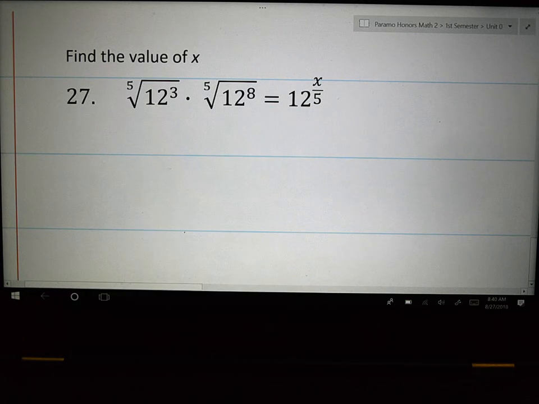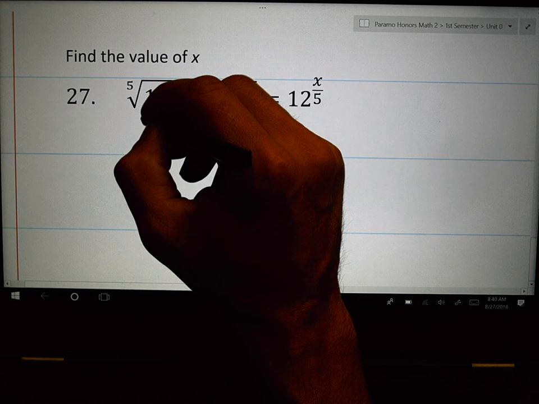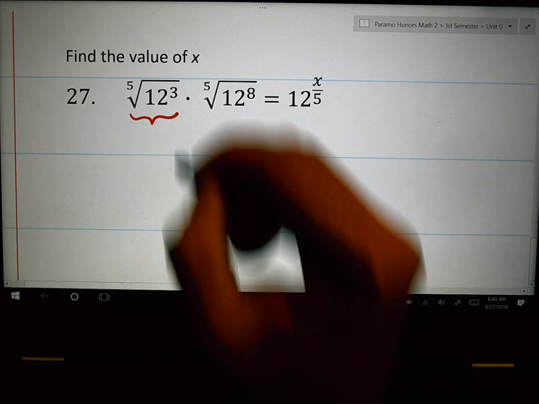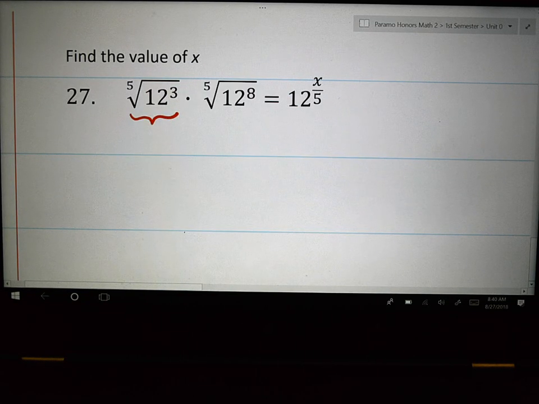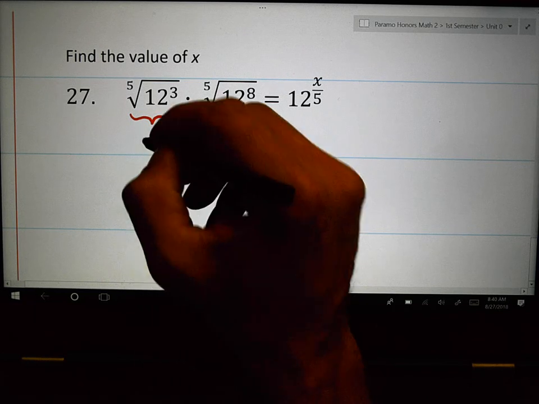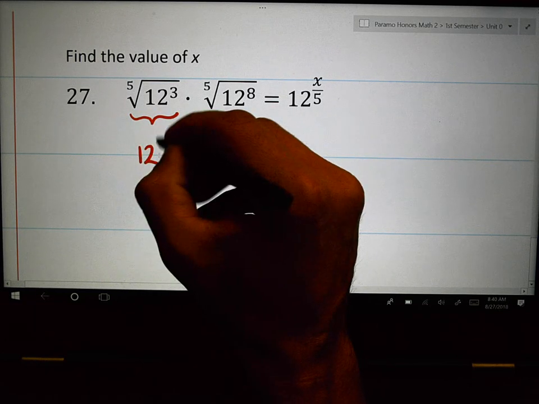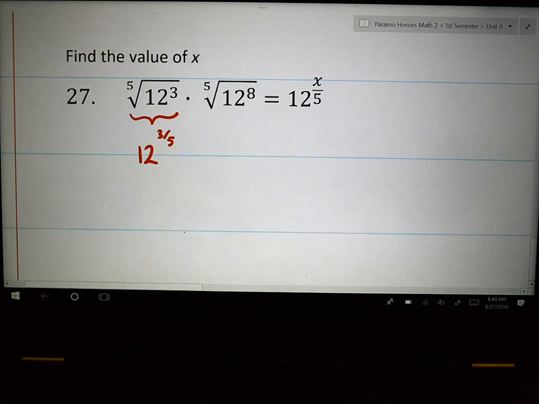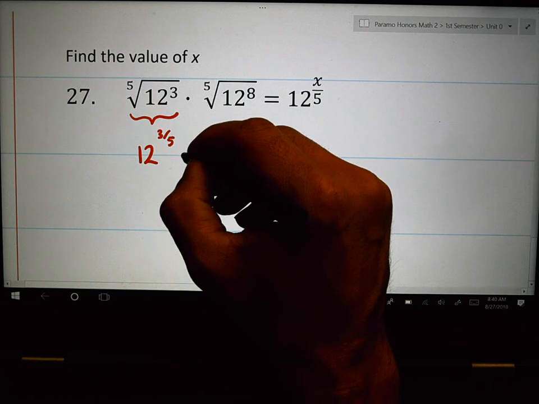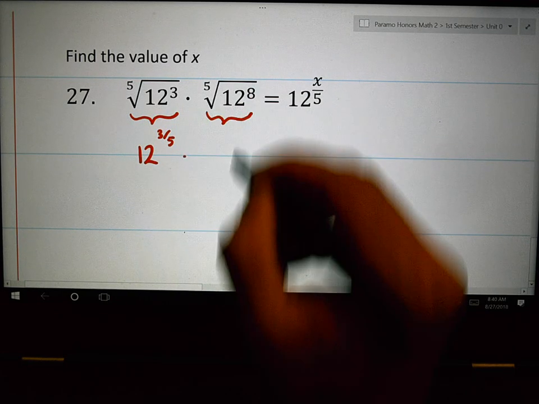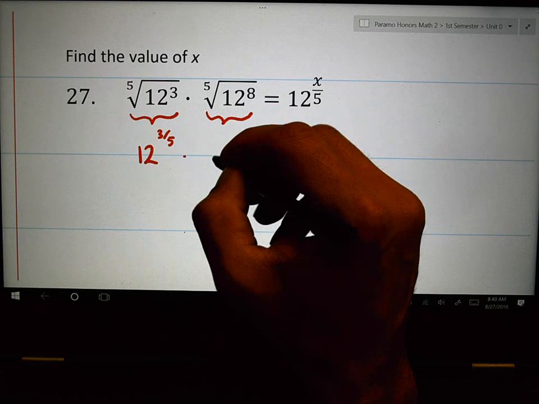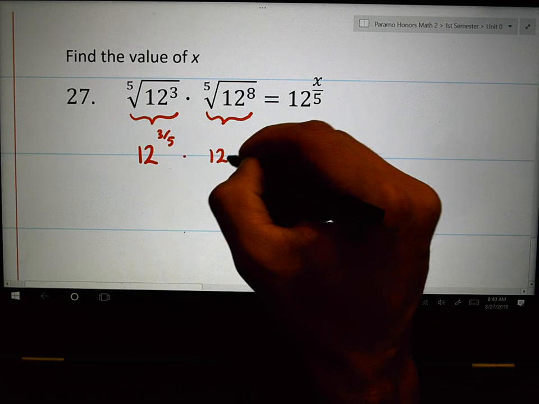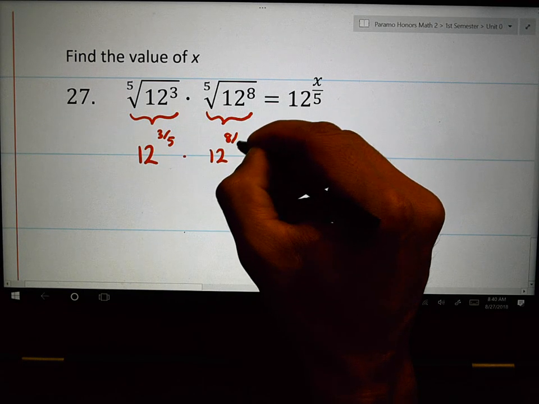So let's simplify this first. The first thing I'm going to do is take this radical and put it into exponential form. This is the same thing as 12 to the 3/5 power. I put the root on bottom. The second thing I'm going to do is do the same thing for the second radical. I'm going to put it in exponential form. This is the same thing as 12 to the 8/5 power.